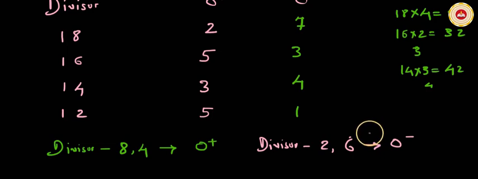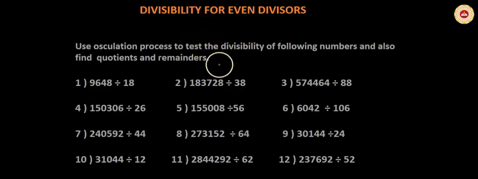Now let us learn the osculation process. Let us learn to osculate a given dividend by the osculation process. Friends, we have understood how to calculate positive and negative osculators for even divisors. Now let us understand the osculation process. Okay, so let us solve these 12 examples and understand this osculation process.